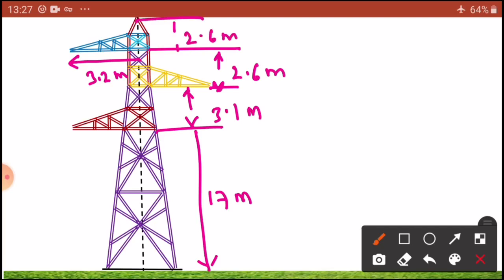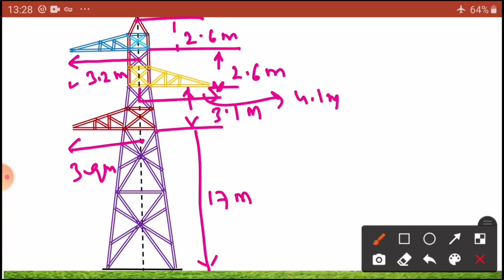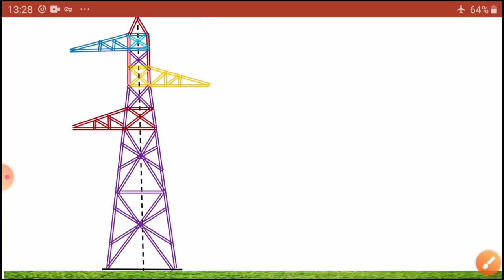So the total height is enough. From this place to this place, that is equal to 3.9, and from this place to this place, that is equal to 4.1 meters, and this is equal to 3.0 meters. This is enough. Okay, so dear students, in such a way you have to draw it. Draw it simply, place some insulators, and then indicate the dimensions. Okay, so finally you are going to see it in our drawing sheet like this.